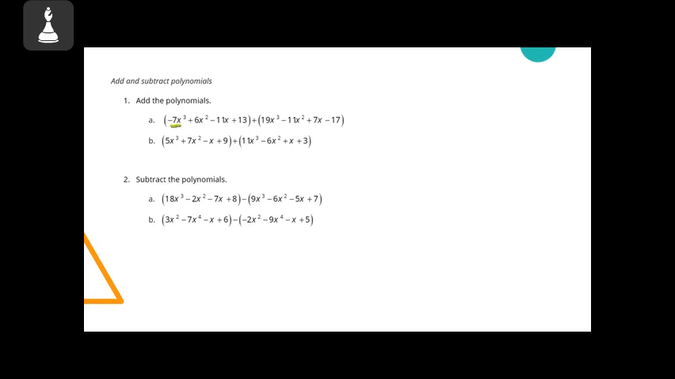So the first thing I see is I have a x to the third power, and I'm going to take negative 7x to the third and add 19x thirds to that. So negative 7 plus 19 leaves me with 12x cubed.